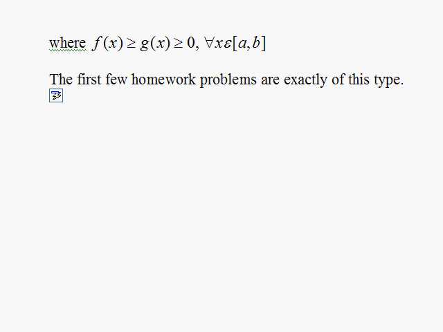Now the nice result we saw in the previous slide, where f was that red line and it was always greater than the blue line, which was g of x, and we wanted the integral, the area between those two curves. You only get that nice positive result when f is greater than g for all x between a and b, which is your interval of interest. The first few of the homework problems are exactly this type, so to get a handle on how to do these kinds of problems, I'm going to go look at the homework.